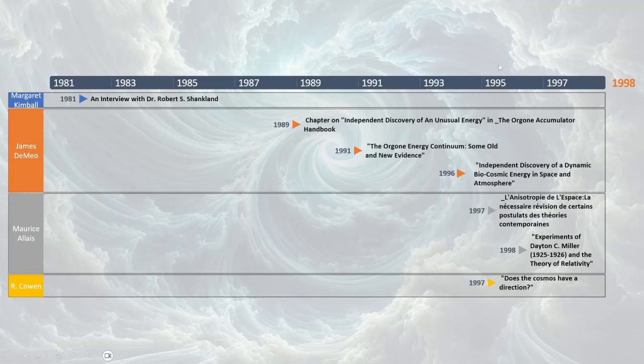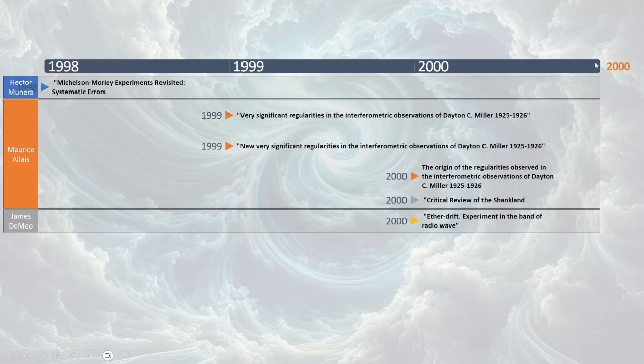Wonder why that is. In 1998, we have Manura, Michelson-Morley experiments revisited, systematic errors. Yeah, you should check that one out. It's when they say everything is wrong because it doesn't fit the globe model. Interesting position. Hard to hold, I think.